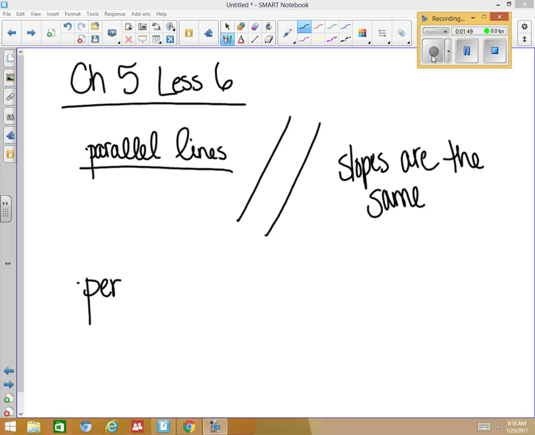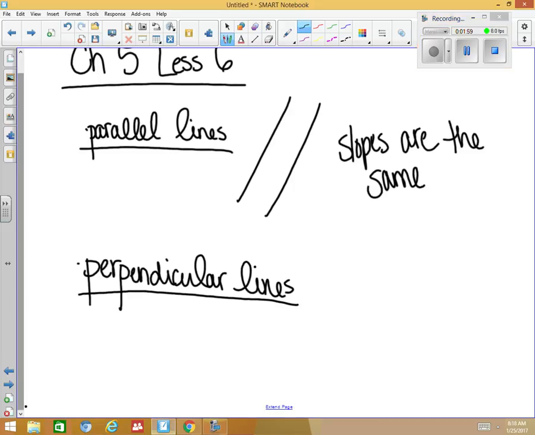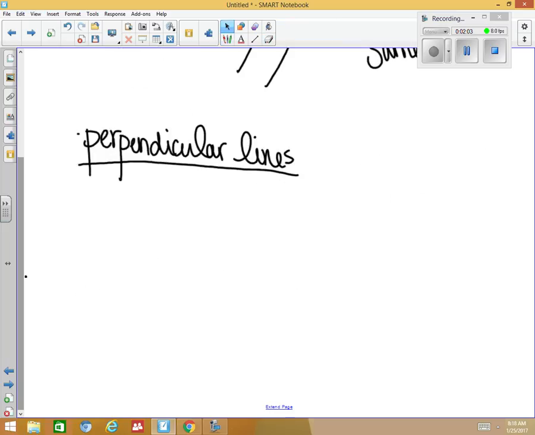Perpendicular, right. Do you know what perpendicular lines look like? Do you remember? They cross, but it's a very special type of cross. It looks like this, and they get these right angles in them. Okay? They get these right angles in them.